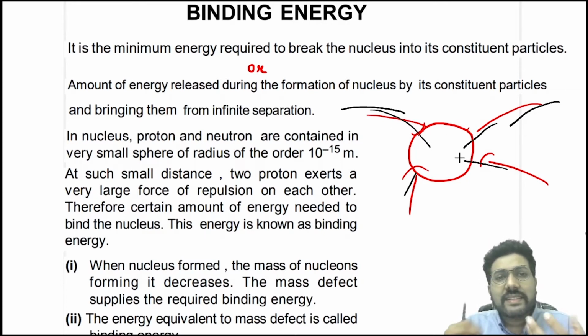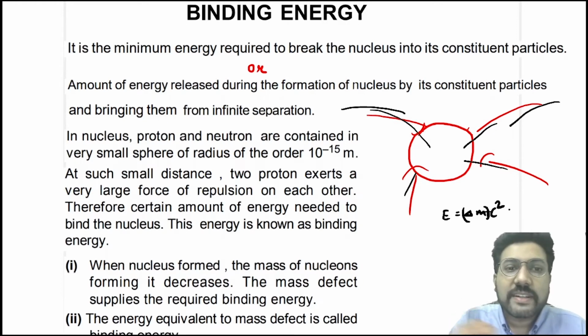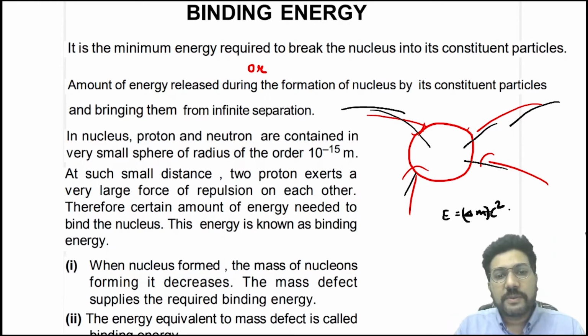So why is this energy getting released? This energy is getting released because the mass is decreased. Now the mass is getting converted to energy according to Einstein's mass energy relation, that is E is equal to delta M multiplied by C square. So the mass is getting converted to energy when a nucleus is formed.